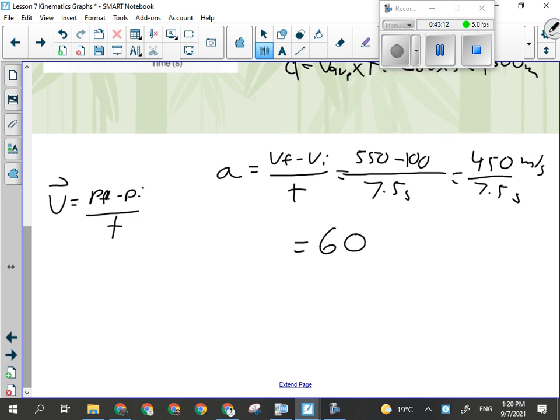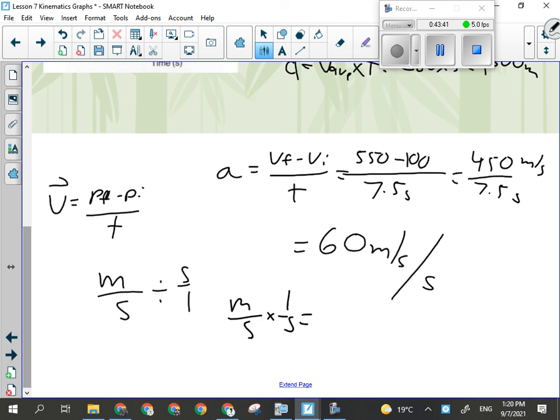Meters per second squared, or meters per second per second. Okay, how many meters per second it changes by every second, which we abbreviate meters per second squared because from a mathematical perspective, if I'm doing this, meters per second divided by seconds, it's the same as saying meters per second times 1 over seconds, because you reciprocate and multiply, meters per second squared. Okay? All right.